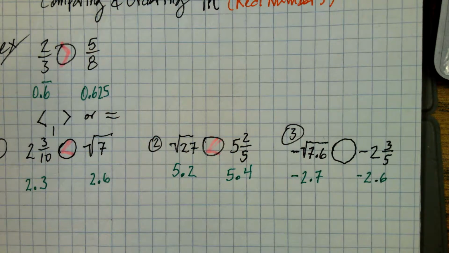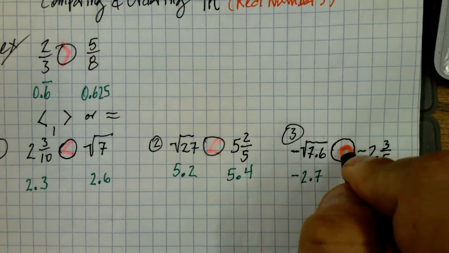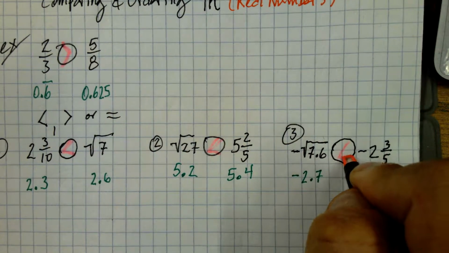Okay. So which one is larger? Remember, you're dealing with negative numbers now. Think about your number line. Yes. Negative 2.6. Yeah.